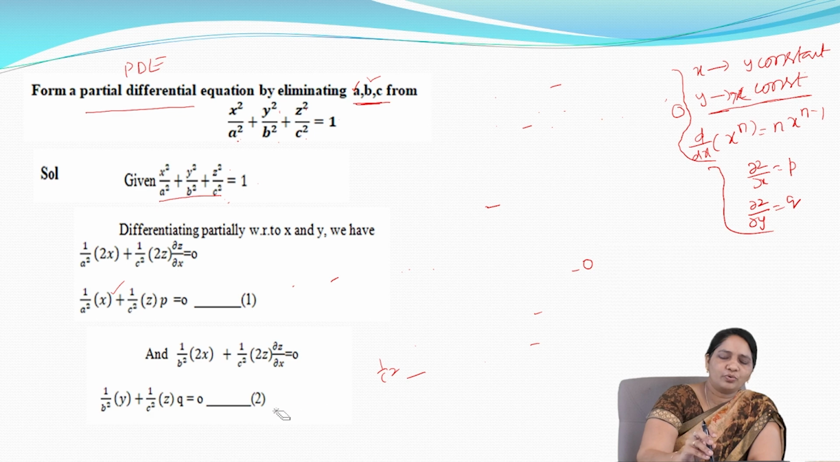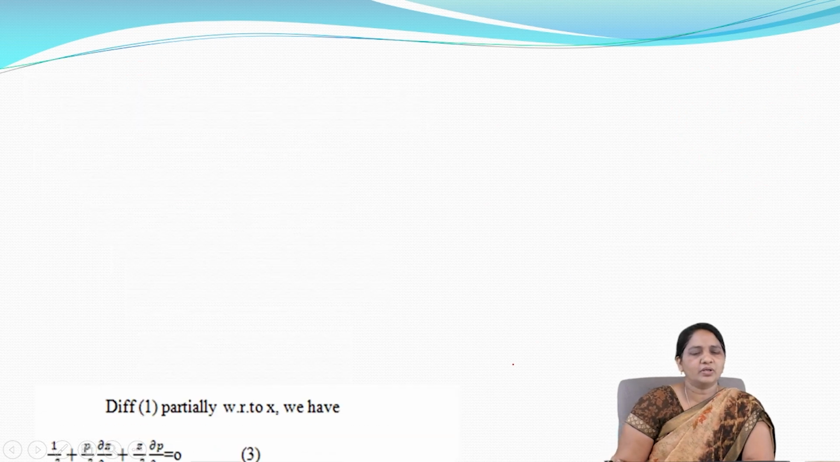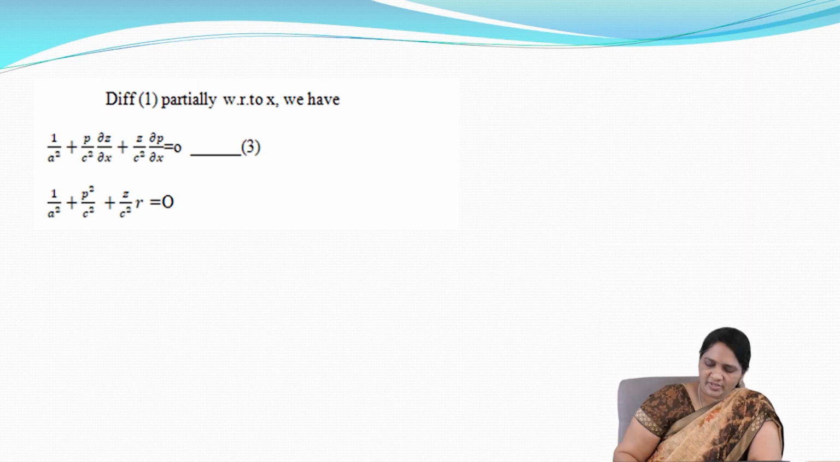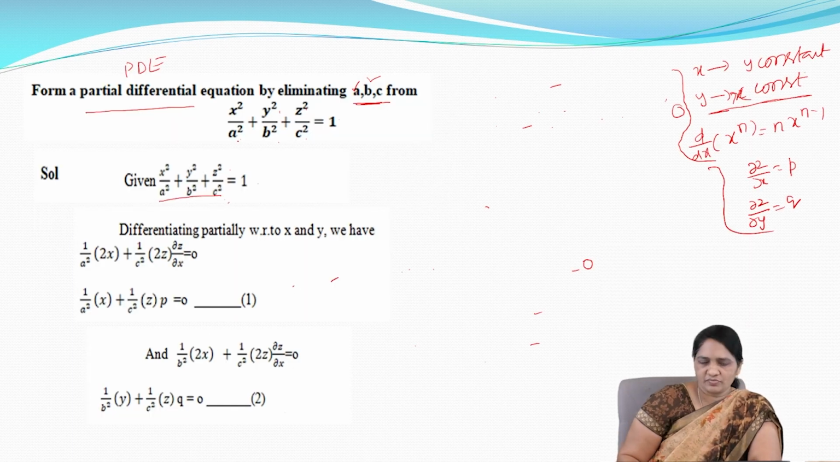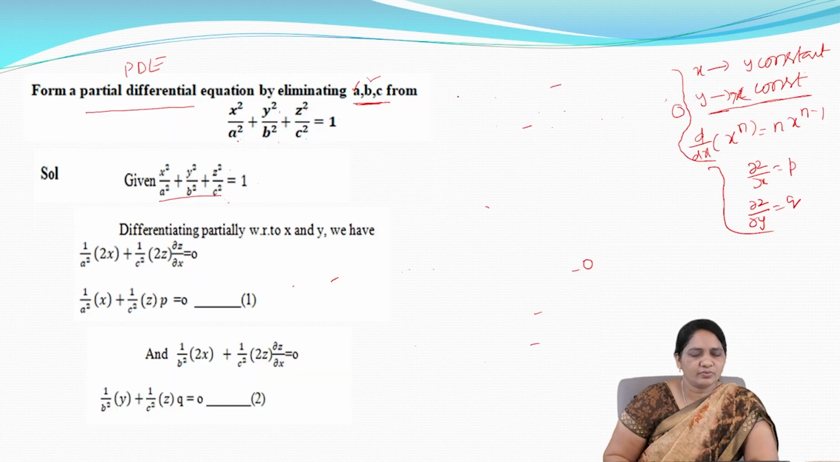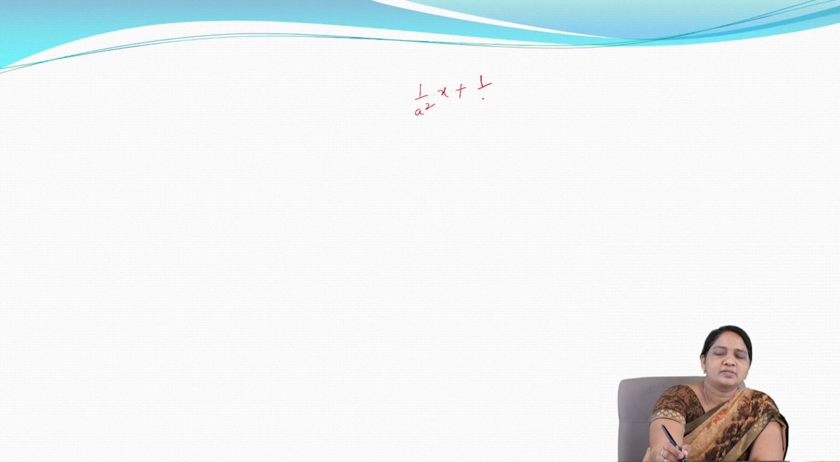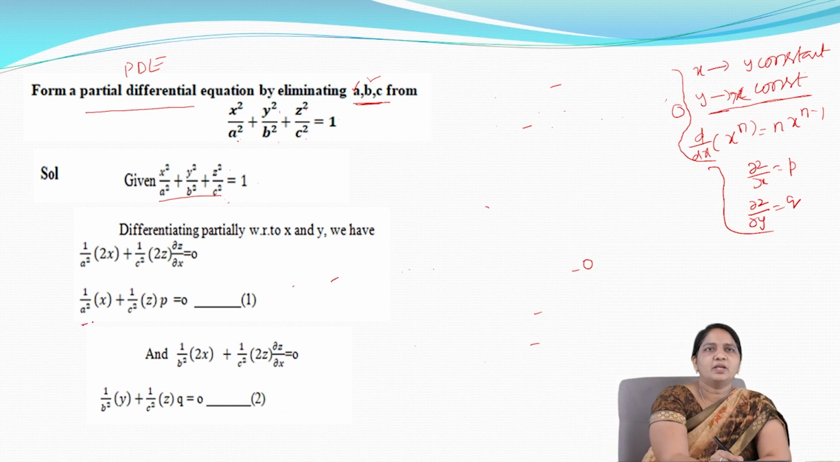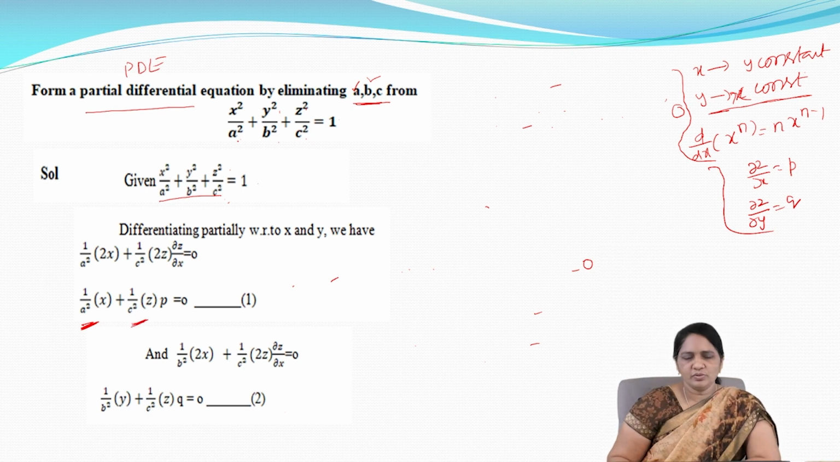I am going to do one more partial differentiation with respect to x. That is all I am doing now. So differentiate equation 1 partially with respect to x again. What is the equation I got? Equation 1 is 1 by a square into x plus 1 by c square into z into p equal to 0. This is what we are getting in equation 1: 1 by a square into x plus 1 by c square into z into p equal to 0.